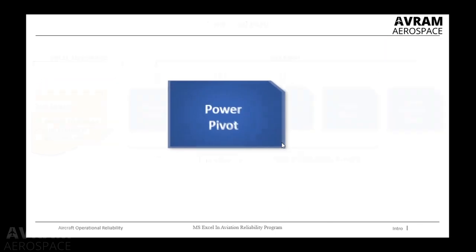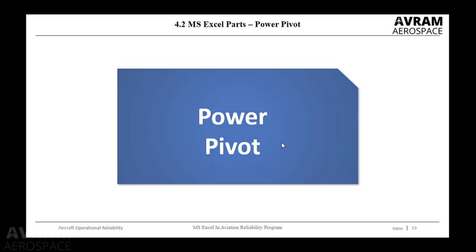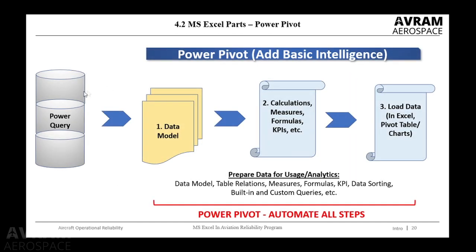Next, Power Pivot. Suppose we processed data in Power Query, so we already processed data. Now we need to add some intelligence. We have to load data in the data model in Power Pivot and add some calculations, measures, formulas, KPIs, build the table relations. Third, load data in Excel, pivot table, pivot charts.